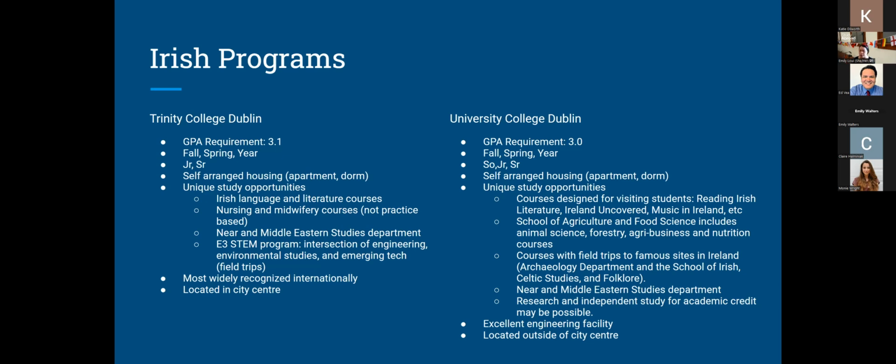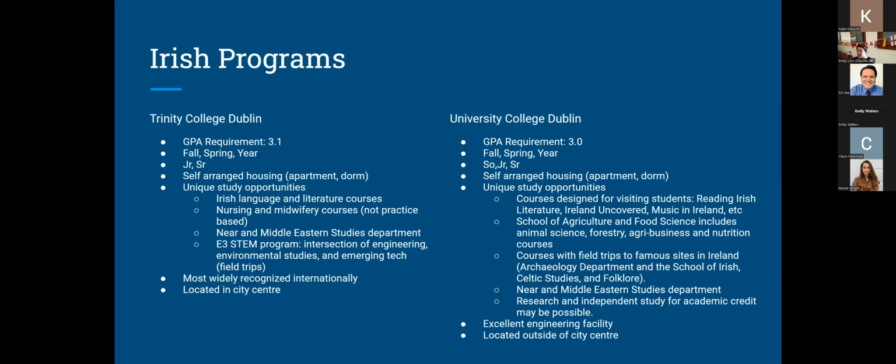Trinity only accepts juniors. But I would say most UCSD students choose this option if they want to study animal science, veterinary medicine, agriculture, nutrition, all of those types of topics. They have a really robust program for that. So University College Dublin would be a great choice for that.